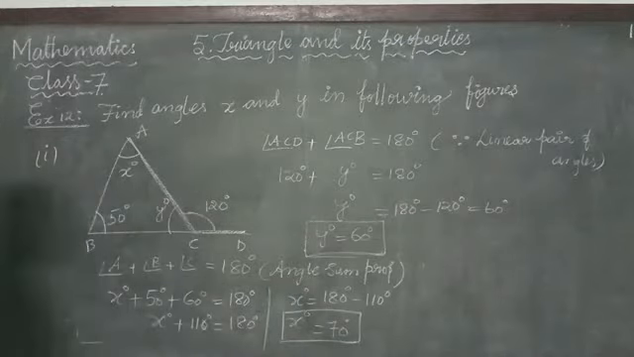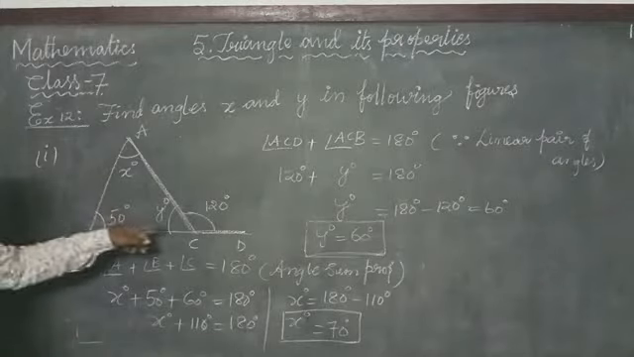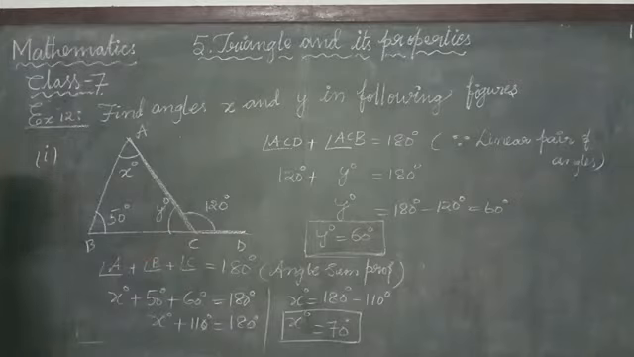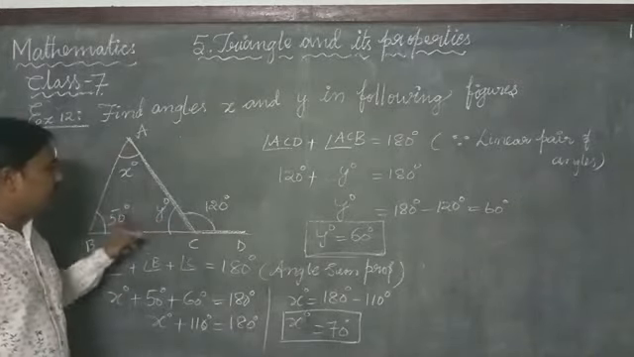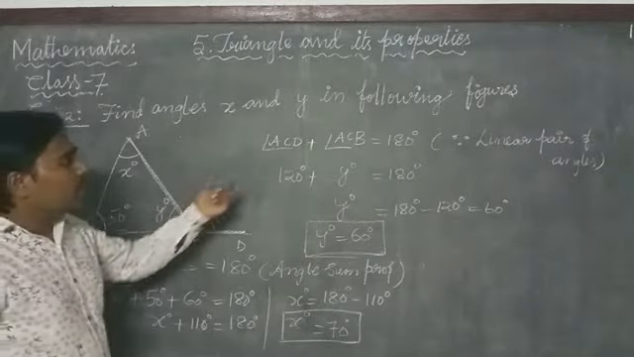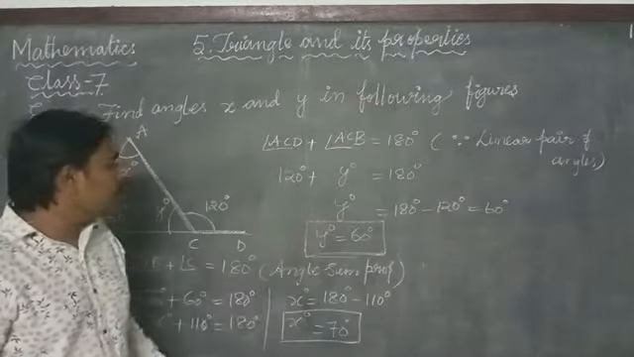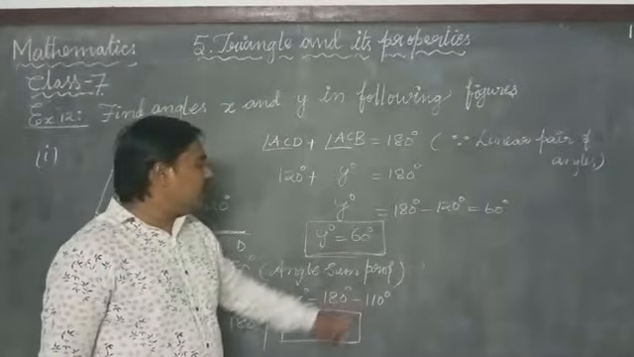Once again, find the angles x and y in the following figures. Here they have given the triangle ABC and the angle ACD is the exterior angle of the triangle. The exterior angle is 120 degrees. From the linear pair of angles, the sum of the exterior angle and the adjacent angle is 180 degrees. So angle ACD plus angle ACB equals 180 degrees. From that we can find the angle y. Angle y equals 60 degrees.